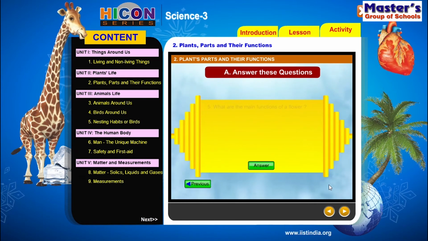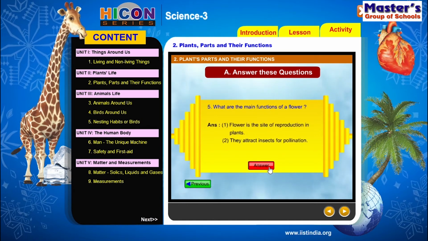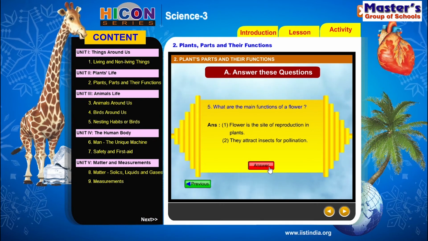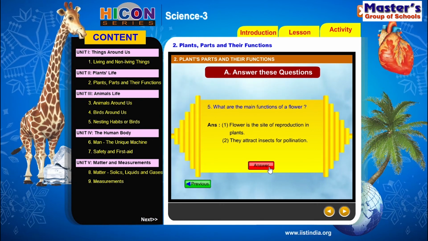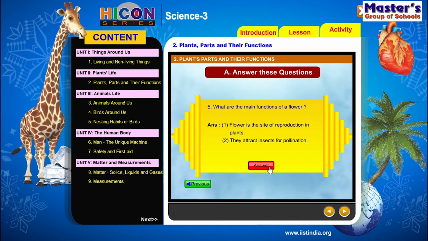So the fifth question. What are the main functions of a flower? Children, what are the main functions of a flower? See the answer for this question. The answer is, the flower is the site of reproduction in plants. And the second one is, they attract insects for pollination. So children, the flower is the site of reproduction in plants.